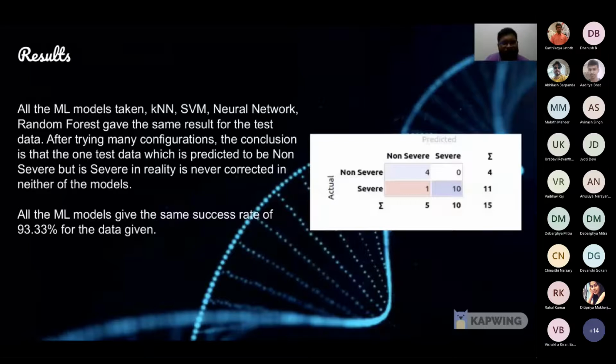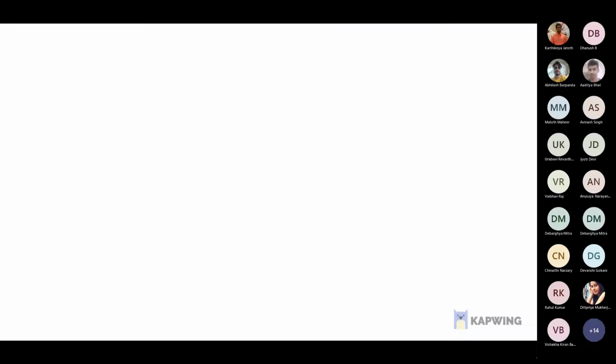The results. All the ML models taken, KNN, SVM, neural network, random forest, gave the same result for the test data. After trying many configurations, the conclusion is that the one test data which is predicted to be non-severe but is severe in reality is never corrected in any of the models. All the ML models give the same success rate of 93.93% for the given data with the taken characteristics.